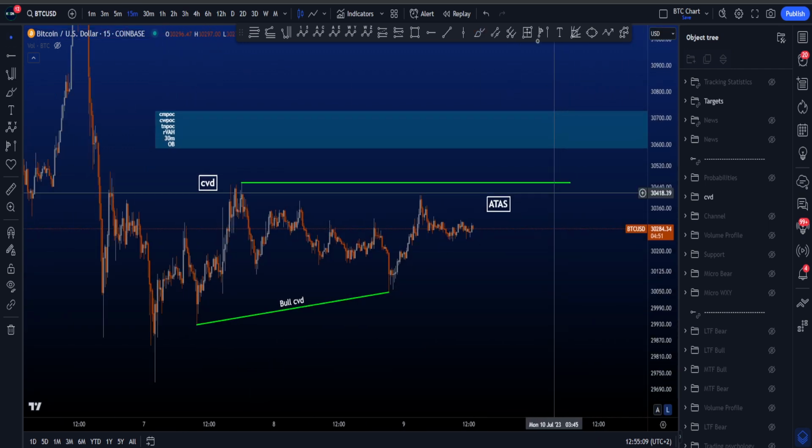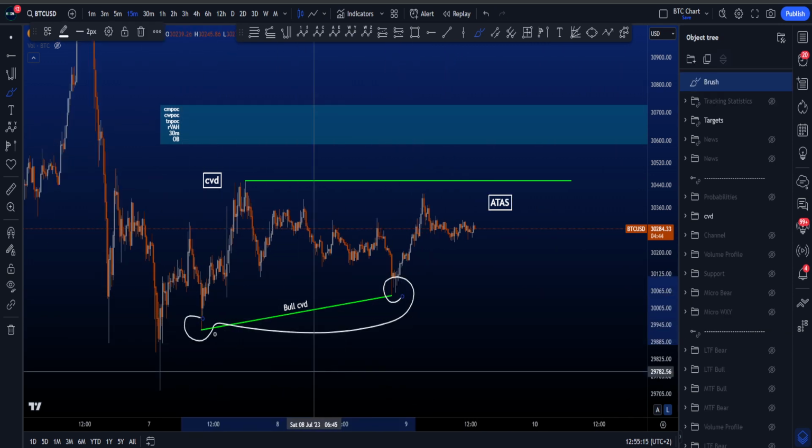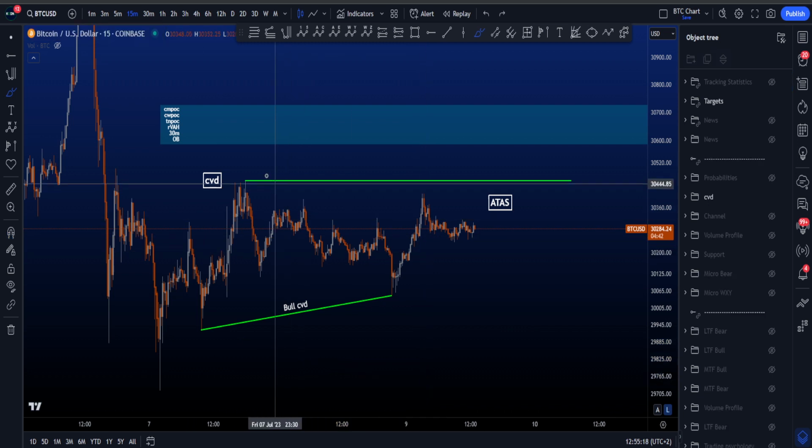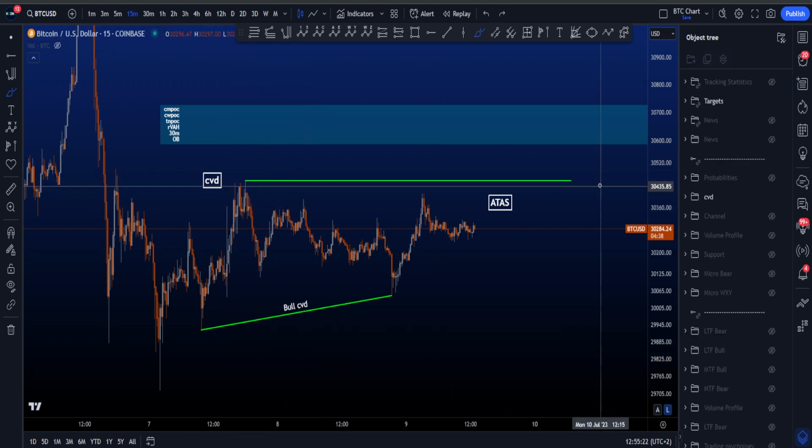If we look at the CVD divergences, we still have CVD divergences that have not yet played out. Over here, higher low in price, lower low on the CVD, where the target is then this high over here, which clearly has not yet been taken, sitting at 34.50.